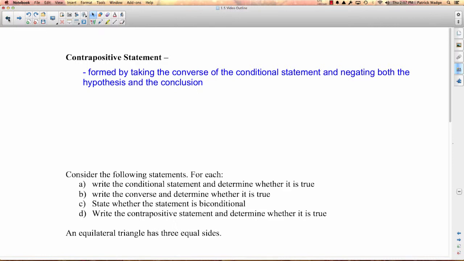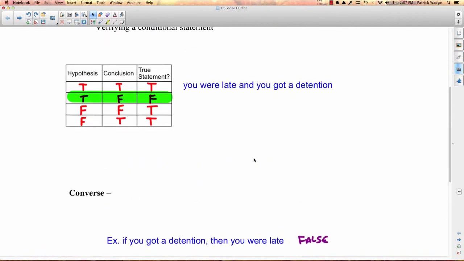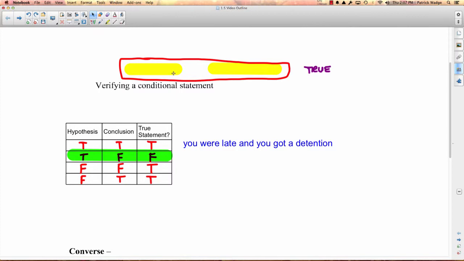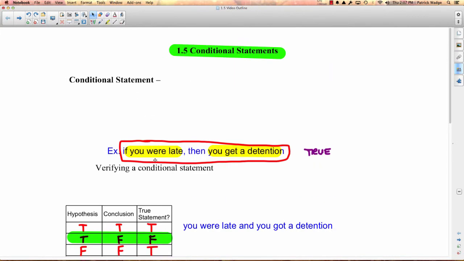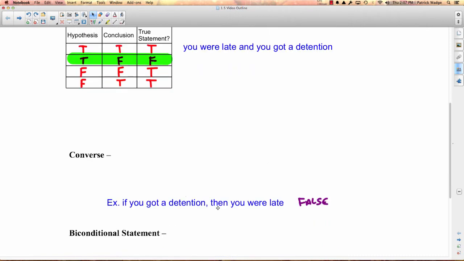So you first of all take the converse. Remember our converse was if you got a detention, then you were late. So first of all, we started with the conditional statement: if you were late, then you got a detention. Then we wrote the converse: if you get a detention, then you were late.